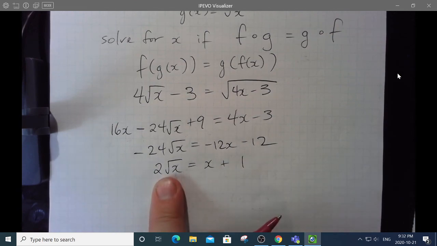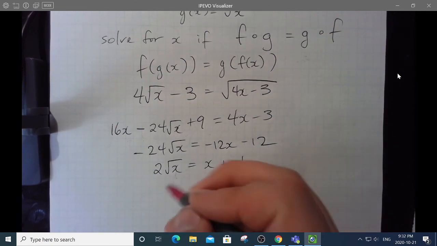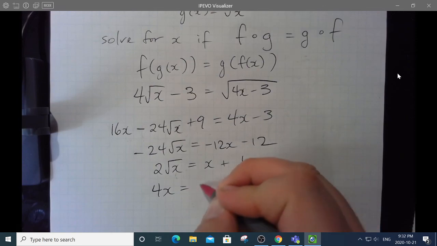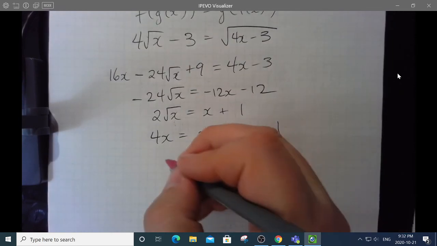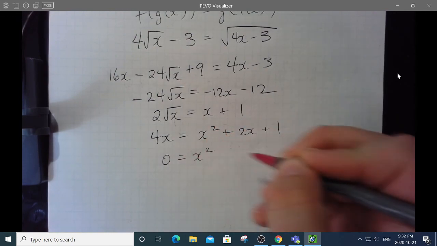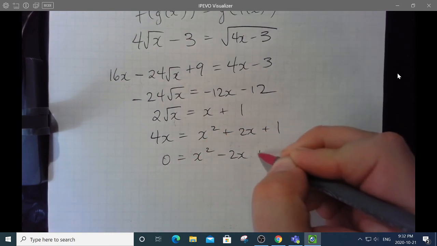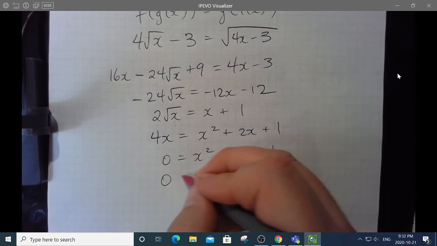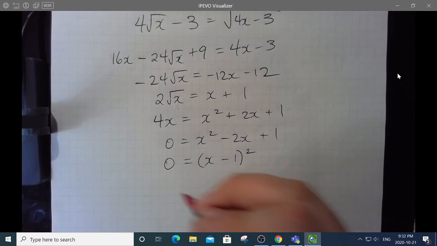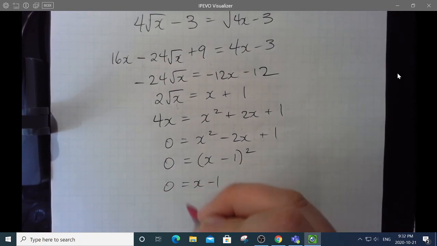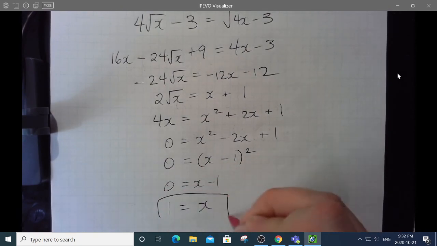Once again, I've got a radical on this side, so I'm going to square both sides again, giving me 4x is equal to x squared plus 2x plus 1. And then I'm going to move 4x to the other side, so x squared minus 2x plus 1. That factors very nicely to x minus 1 squared. And then I square root both sides. I move 1 to the other side, and I think x is 1.